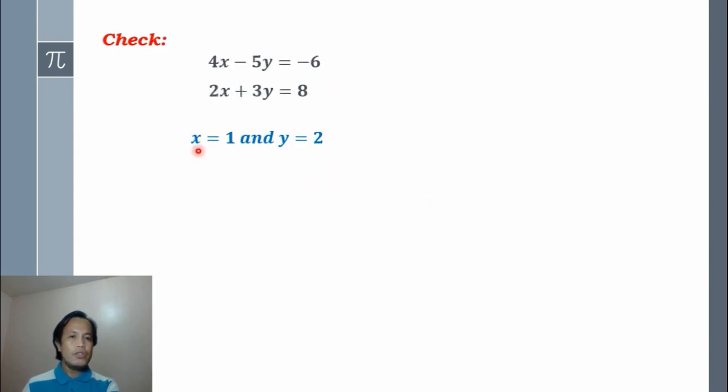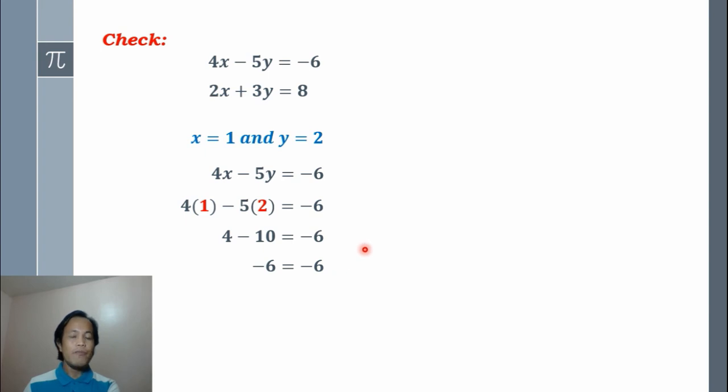So to check if these two values are correct, we will go back to our original equation. Our x is 1 and our y is 2. So we will check equation 1, which is 4x minus 5y equals negative 6. Substitute these values into this equation. We will have 4 times our x, which is 1, we copy negative 5, then our y is 2. Then we simplify. 4 times 1 is 4, negative 5 times 2 is negative 10. So 4 minus 10 is negative 6, which is equal to negative 6.